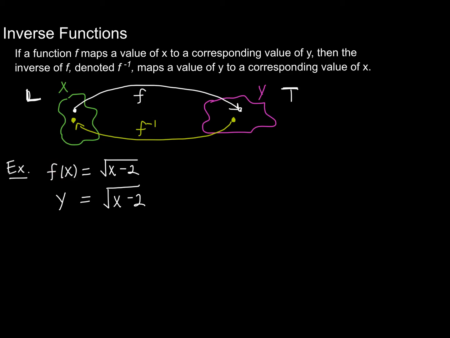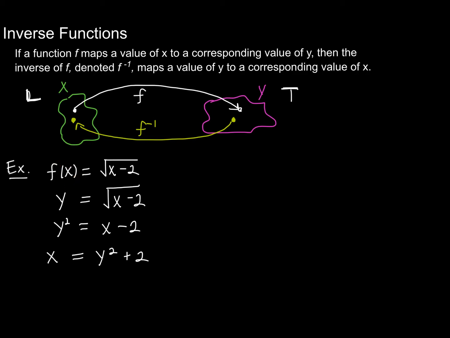So I'm going to square both sides. That leaves me with y squared equals x minus 2. Then I'm going to add 2 to both sides. And this leaves me with x all by itself. So x is equal to y squared plus 2. And here I can see that I have the inverse of my original function. Now, at this point, what I want to do is rewrite using function notation.